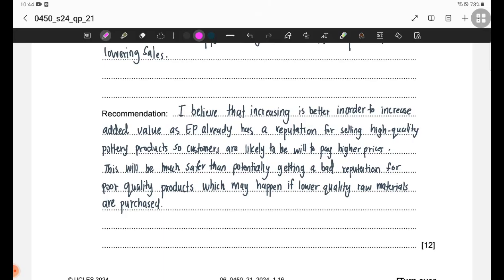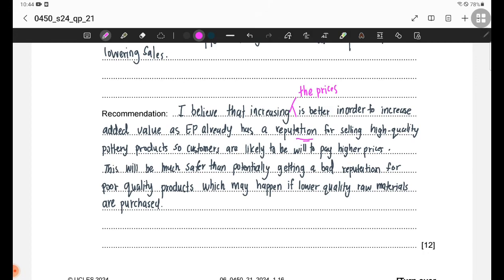For the recommendation, you can make it like a summary maybe, but this is how you can write it. So you can say, I believe, or I think that increasing the price is better in order to increase added value. I forgot to add increasing the prices. All right, as EP already has a reputation.